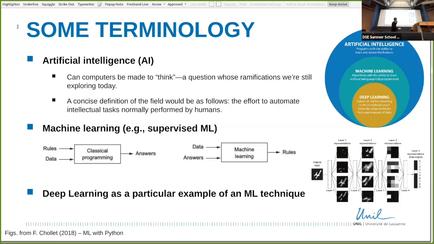In machine learning, it's a bit different. For instance, in the supervised setting, the regression case, you would have data and answers, so labeled, and you would find rules. It's a way to look at machine learning. One particular technique within machine learning is deep learning. As you will see, it's a very powerful function approximator at the end of the day. But just so you have AI, machine learning, and deep learning in the bigger scheme of things.